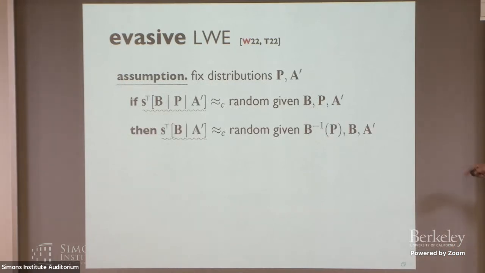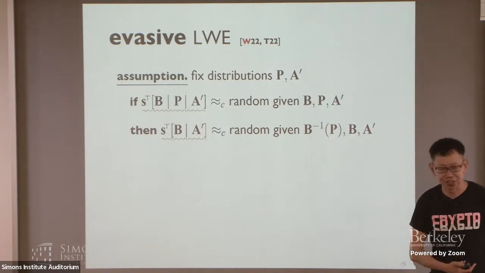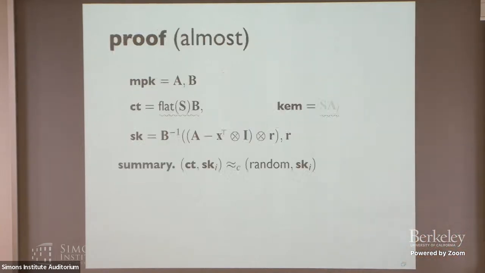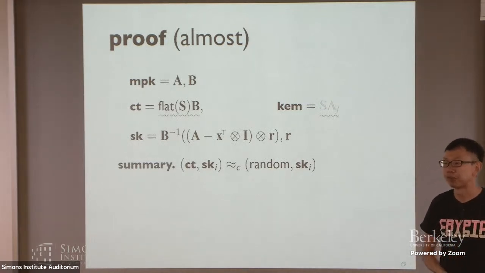Right, for the application, we need some additional matrix A prime. Okay, so I'm almost done. Okay. So this is our scheme. Okay. So combining the evasive LWE assumption and the previous statement that we proved from LWE, you can prove that your ciphertext is pseudo-random given the secret keys.